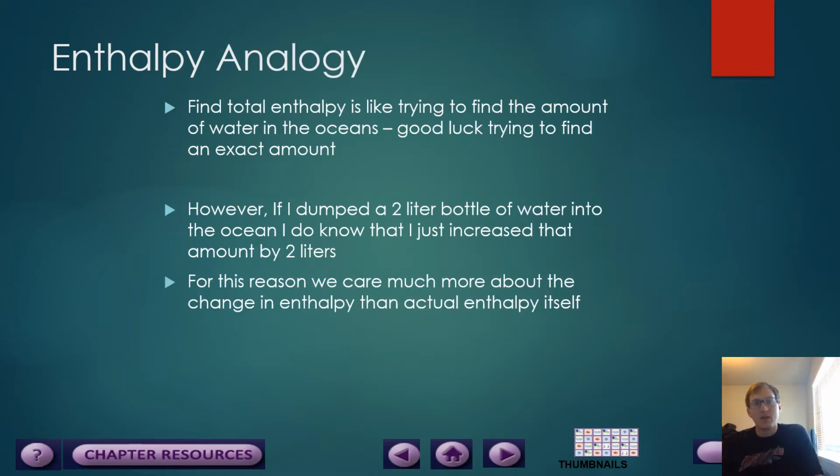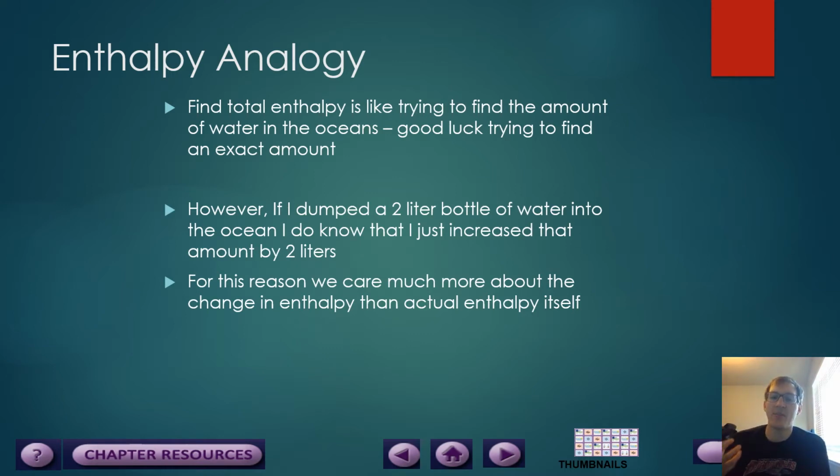Okay, so just to give you an idea of finding enthalpy, I do this analogy. Finding total enthalpy is like finding the total amount of water in all of the oceans. Good luck trying to find the exact amount. If I wanted to know exactly how many liters were in the ocean, it would take a long time to figure out. It would be almost impossible because it's constantly changing. However, if I dumped a 2-liter bottle of water into the ocean, I do know that I just increased that amount in the ocean by 2 liters.